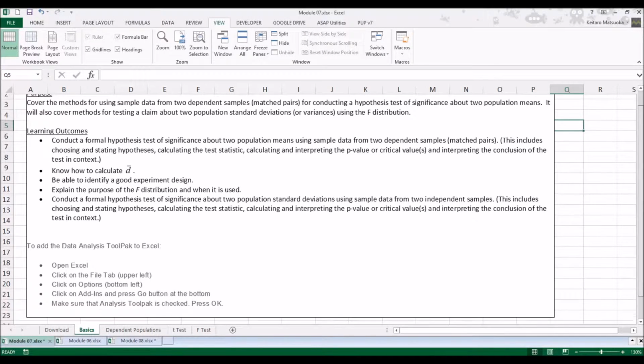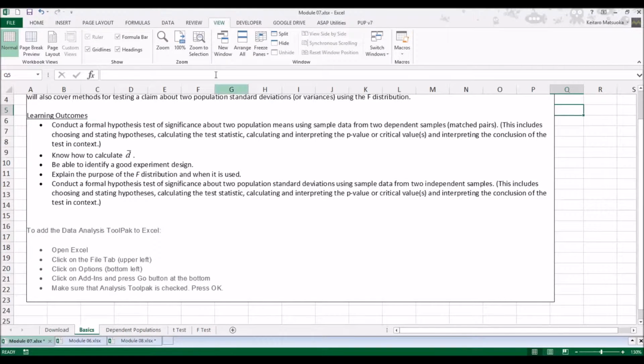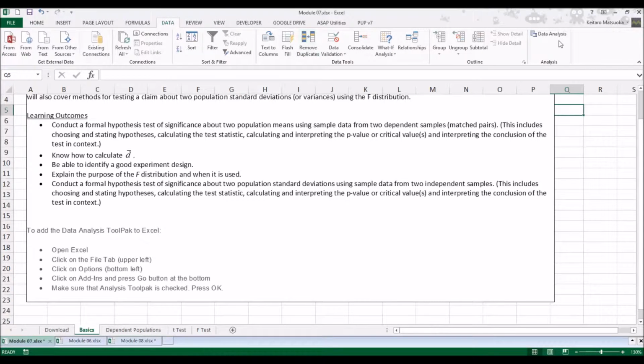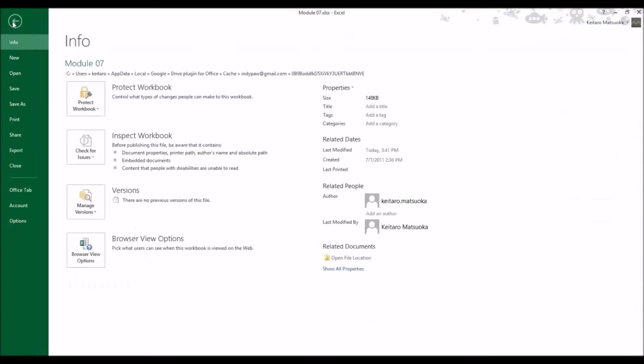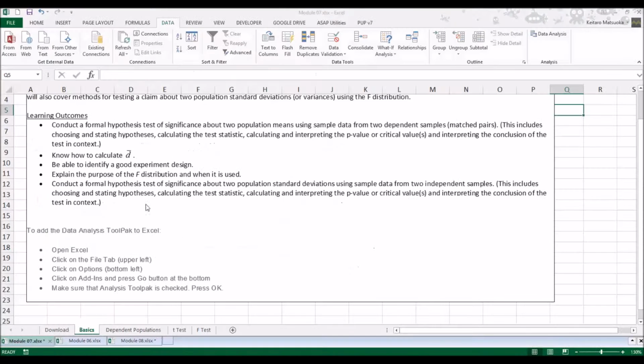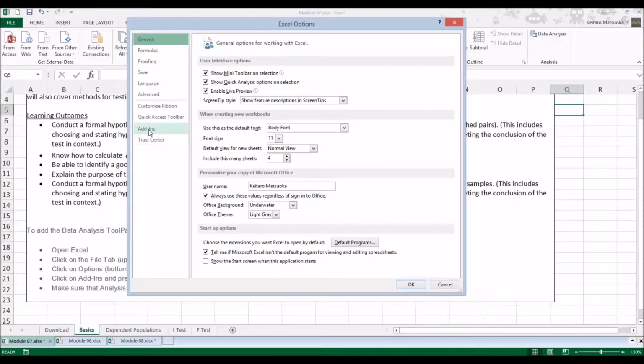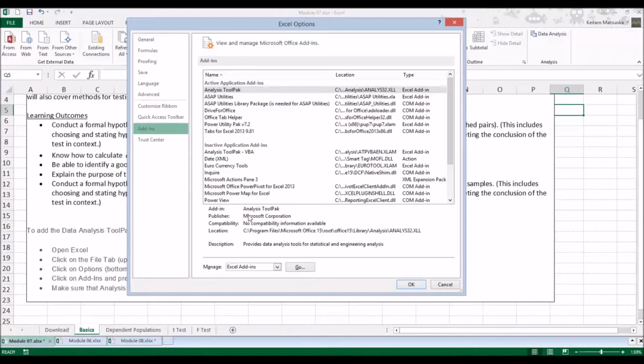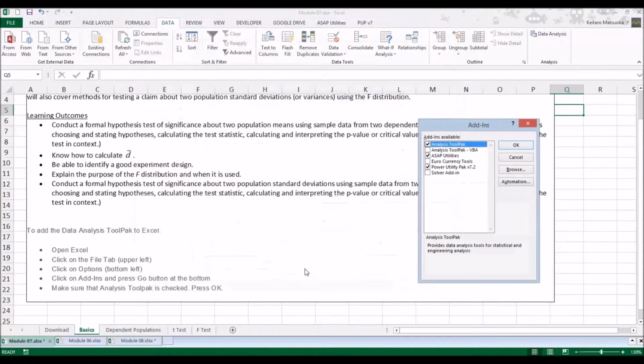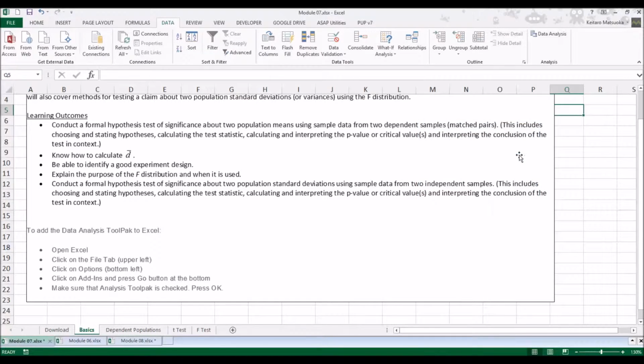Before we get going, let's check on one thing. If you go to the Data tab, you should see a Data Analysis button up there. If you do not, here's how to add it. Go to the File menu, Options, and Add-ins, and then simply click on the Go button. This window should pop up. Make sure the Analysis ToolPak is checked and press OK. Once you go back to the Data tab, you should see the Data Analysis button.